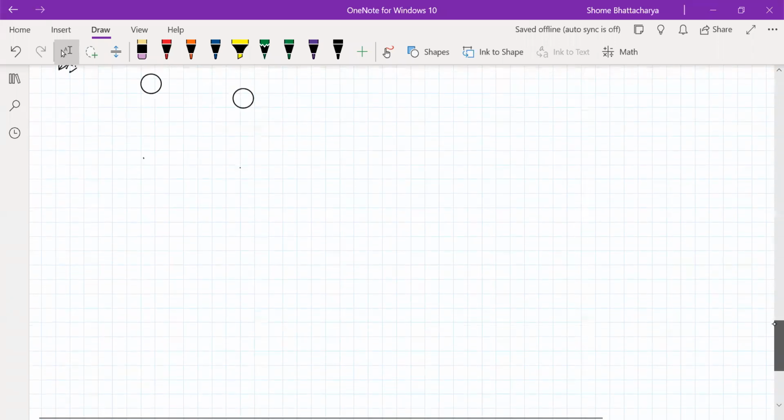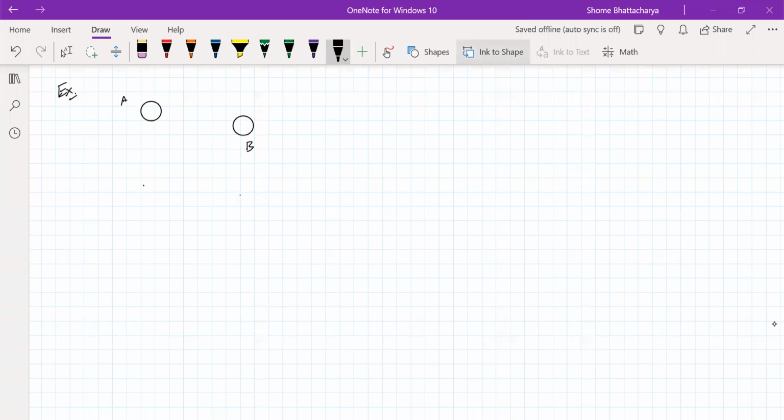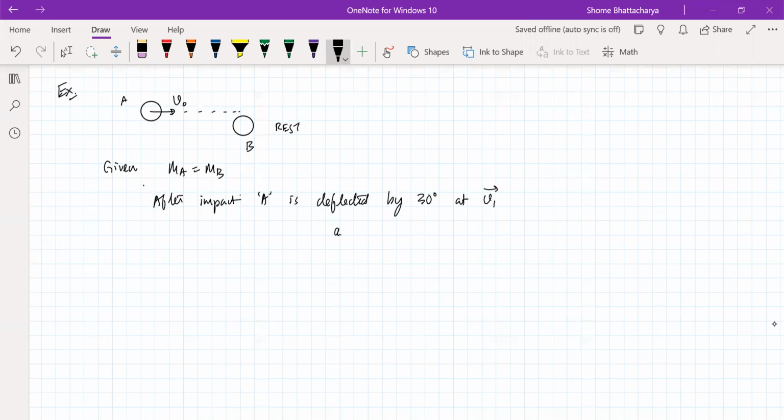Okay, now let's look at this question. So this time we have two bodies of identical mass, and this one is at rest. Mass of A is equal to mass of B. Now, after impact, A is deflected by 30 degrees at velocity v1, and B's velocity v2 has the same magnitude as v1.